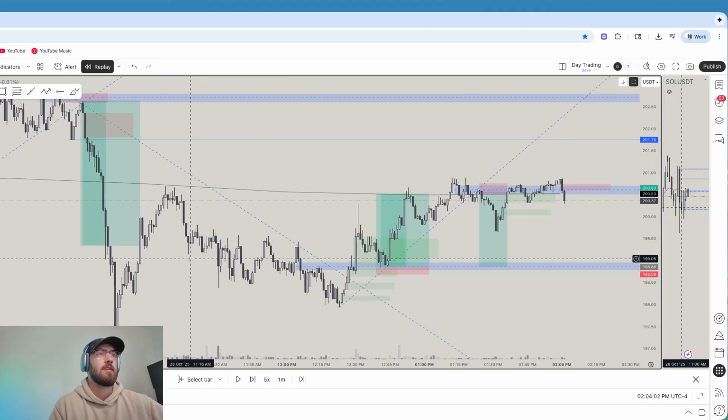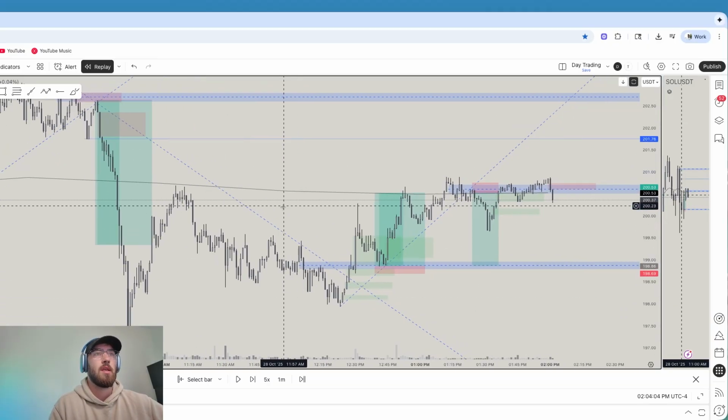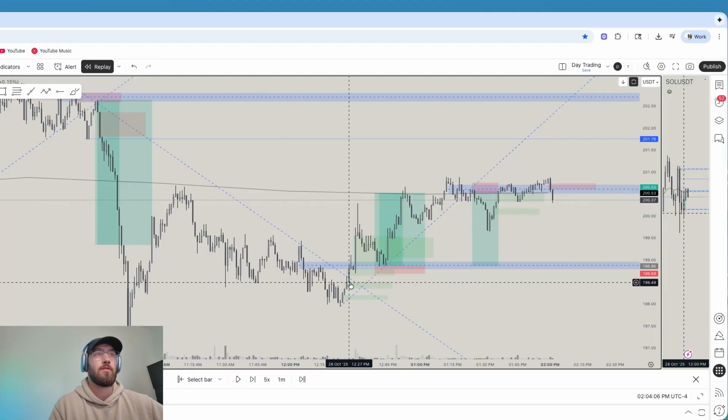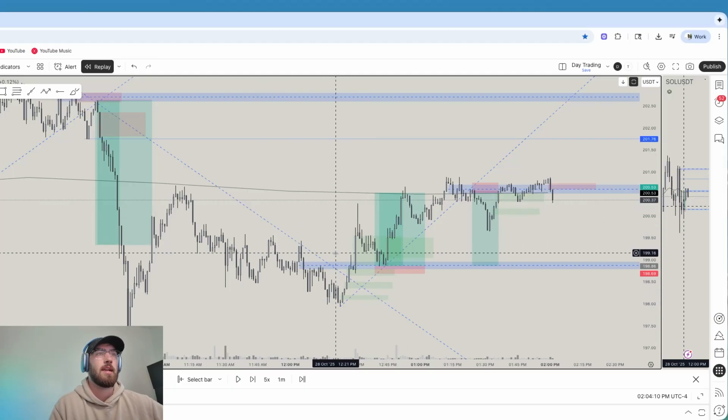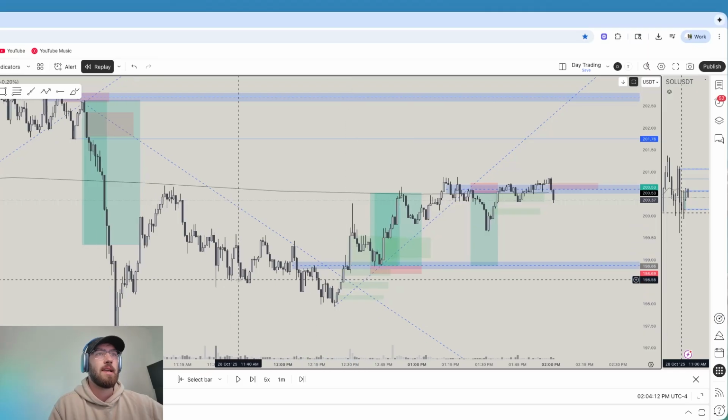I announced it in the Discord of exactly what I'm looking for. And then again, we'll go over the rules. First, we want to see a trend break. We get our trend break. We get our change of character, CISD and everything, and our high impact fair value gap.